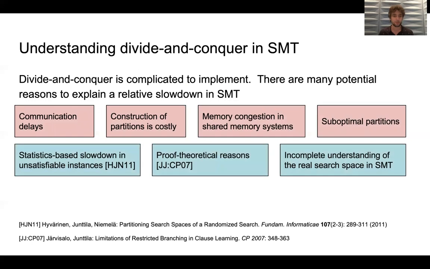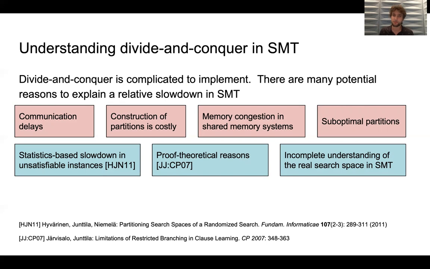But it could also be something a little more complicated. So, for instance, it could be statistics-based slowdown in unsatisfiable instances in particular, where you have to wait for the longest running instance, and the instance runtimes are kind of stochastic anyway. So that tends to push the runtimes towards the more difficult instances.